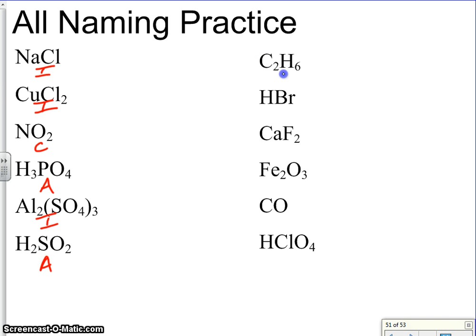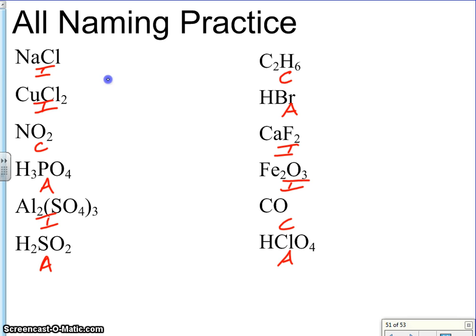Carbon is a non-metal, so covalent. Hydrogen tells us acid. Calcium is a metal, so ionic. Iron is a metal, so ionic. Carbon is a non-metal, so covalent, and hydrogen out in front tells us acid. Once we have all that taken care of, all we need to do is go through and be able to name these. So NaCl, ionic compound.